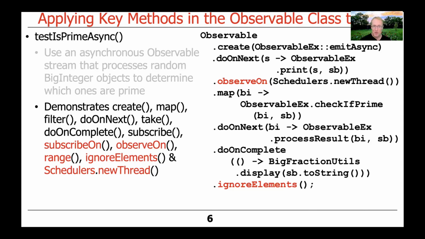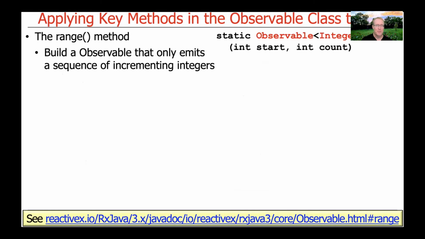In addition to the other ones we've already looked at, we'll take a look at observeOn, and we'll also take a look at ignoreElements. So I'll talk about both of those methods. And then we're also going to talk about range and Schedulers.newThread, and also subscribeOn. So this will introduce you to a whole bunch of other things. Let's start by talking about the range method.